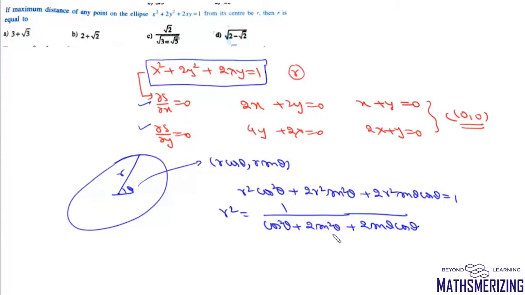Now cos square theta plus sin square theta is 1. So we can also write this as r square is 1 upon sin square theta plus 2 sin theta cos theta plus 1. Now this distance r is a function of theta, and we need to maximize this distance. So either we can use trigonometry or we can use calculus to find the maximum value of r. You can solve it by taking derivatives: differentiate r with respect to theta and put it equal to 0. You'll get the value of theta for which r is maximum.